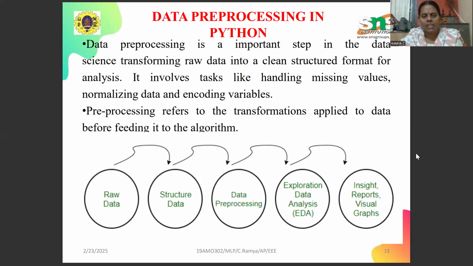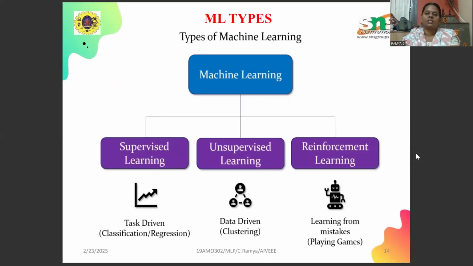So what will we do in the data pre-processing step? From the image, we can easily understand we have raw data. That is, we have a data set which has n number of data. We have structured those data. We have to go for pre-processing, that is the cleaning process. Then we have to analyze those data. That is the EDA part, and insights, reports, visual graphs. If there is anything, we have to go for it. These steps will take place in the data pre-processing stage.